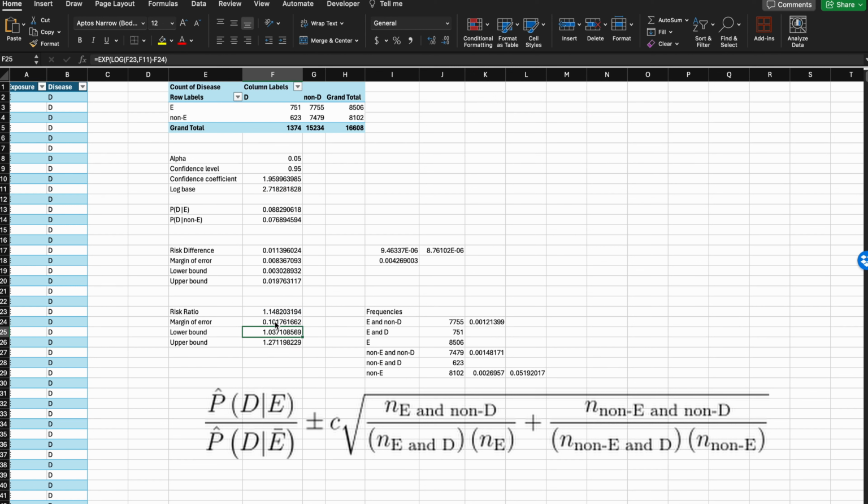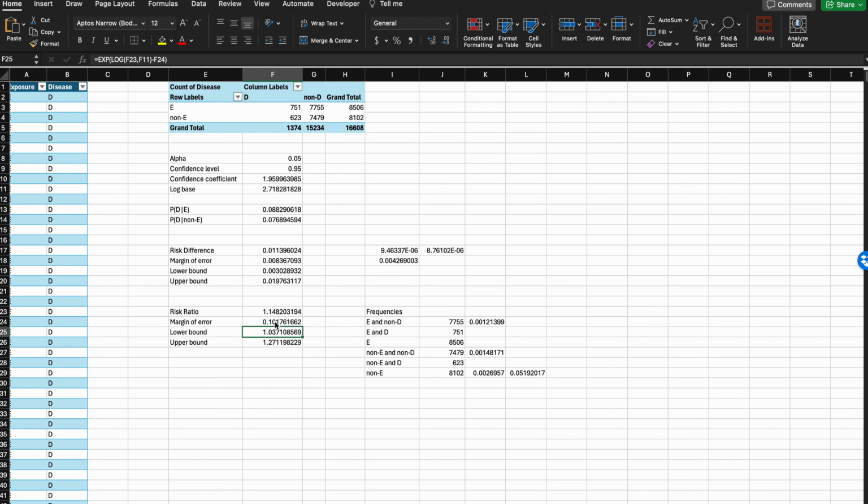And look at that. We have 95% confidence intervals. Now, under the null hypothesis, there should be no difference between the risk of disease given exposed and the risk of disease given non-exposed. That ratio should be 1. And we see that 1 is not within our confidence interval. And as with the risk difference, we would say we reject the null hypothesis, and these two variables, exposure and disease, are associated with each other.